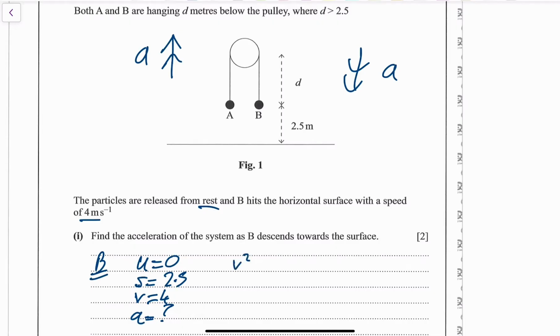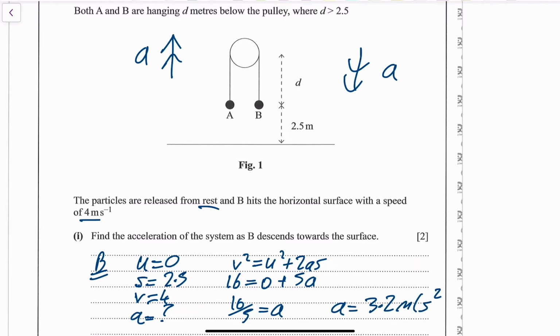So you're just going to use v squared equals u squared plus 2as. V squared then would be 16. U squared would be 0. 2 times a times s would be 5a. So 16 divided by 5 equals your a. My a worked out to be 3.2 meters per second squared.